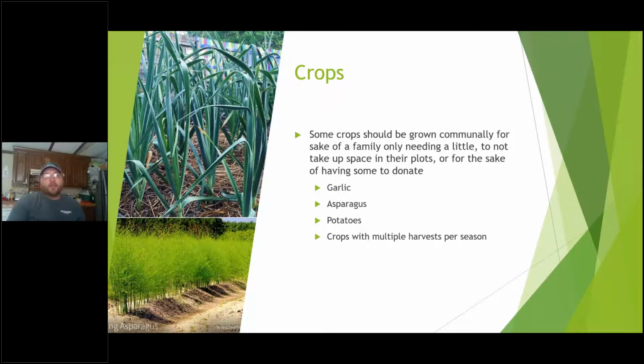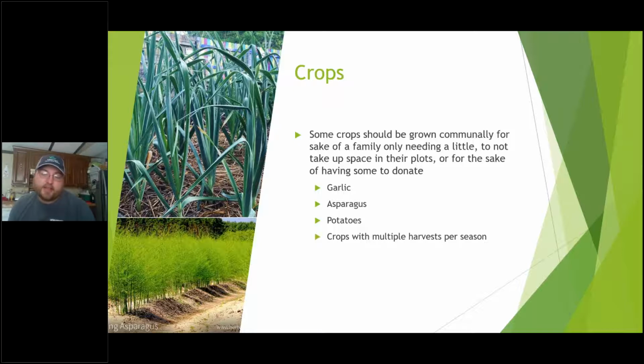So moving on to crops. These are crops that I believe would work best grown communally. There are things that people only use a little bit of, and it's difficult to grow, or it's something where you plant one plant and have a whole bunch from it, multiple harvests, or things that are not during the normal gardening year, such as garlic, which is a winter crop. Asparagus is a multi-year crop, so things that you don't want to take up space in individual plots.